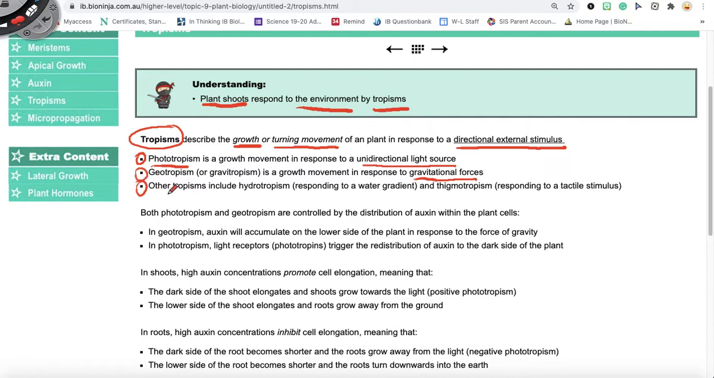And in other tropisms, known as hydrotropism, you respond to a water gradient, and in thigmotropism, you respond to a tactile stimulus or touch. So we are going to focus on phototropism and geotropism, because they are controlled by the distribution of auxin. And this is the one hormone that we are focusing on.